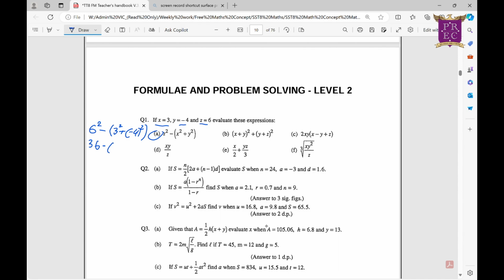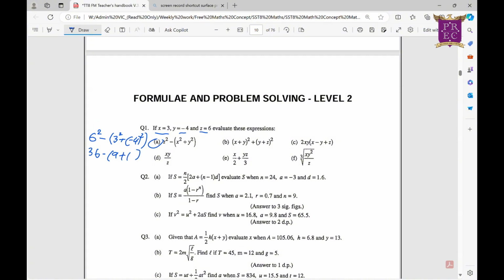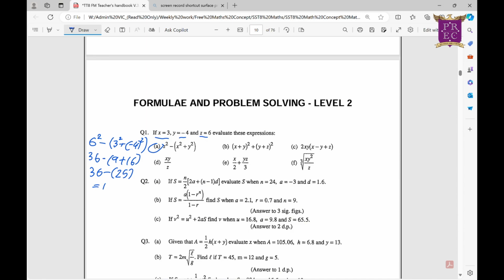So 3 squared is 9, and negative 4 squared is positive 16. Remember, when you're squaring a negative number, it always spits out a positive number. So 36 minus 9 plus 16, that gives us 36 minus 25, which is 11.